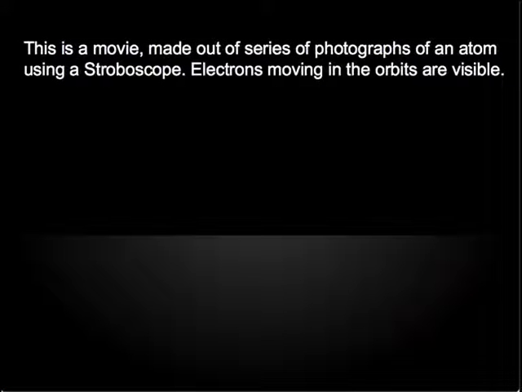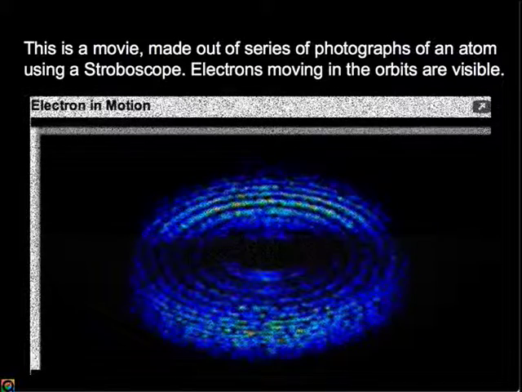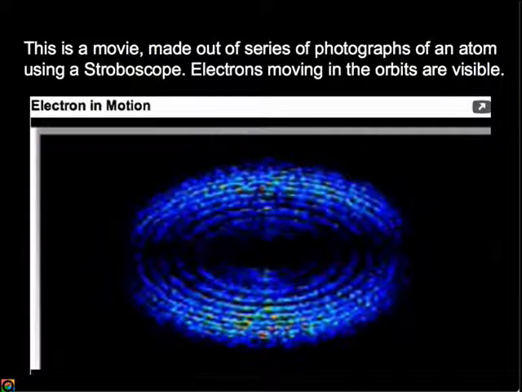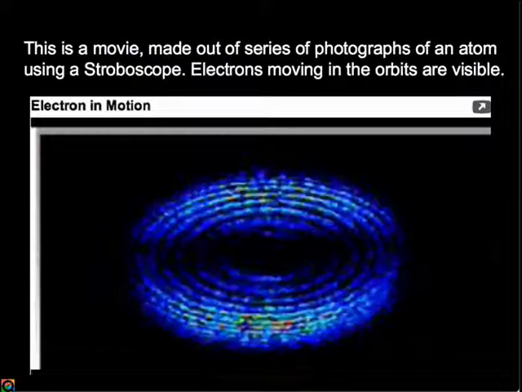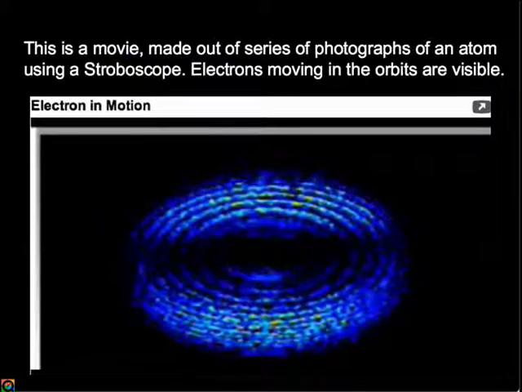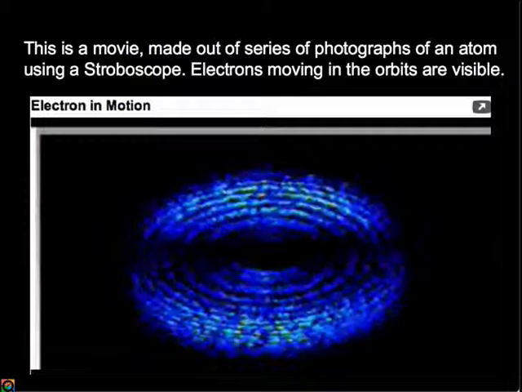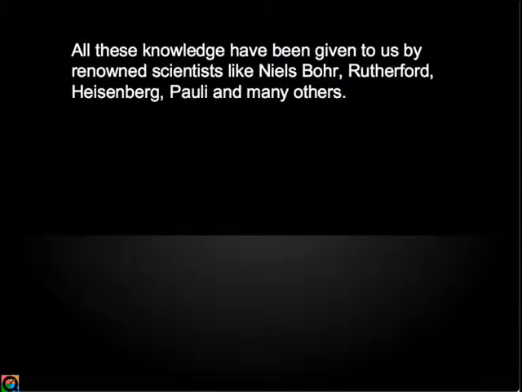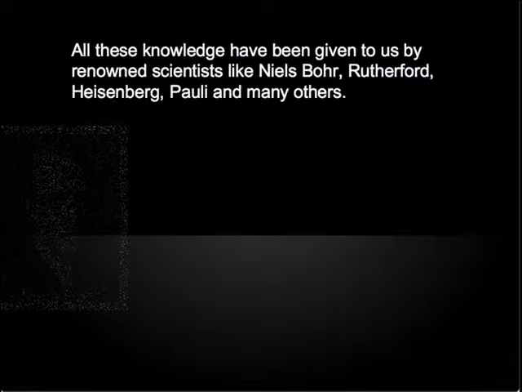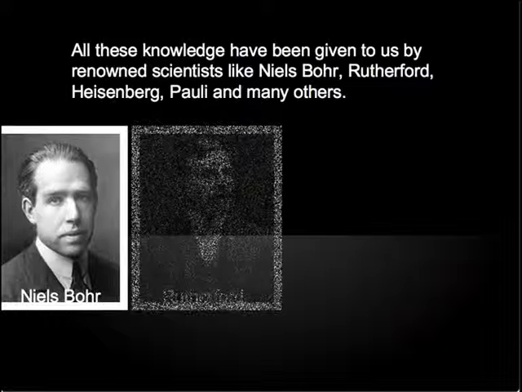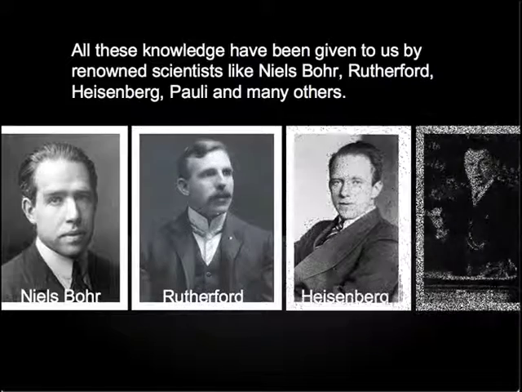This is a movie made out of series of photographs of an atom using a stroboscope. Electrons moving in its orbits are visible. All this knowledge has been given to us by renowned scientists like Niels Bohr, Rutherford, Heisenberg, Pauli, and many others.